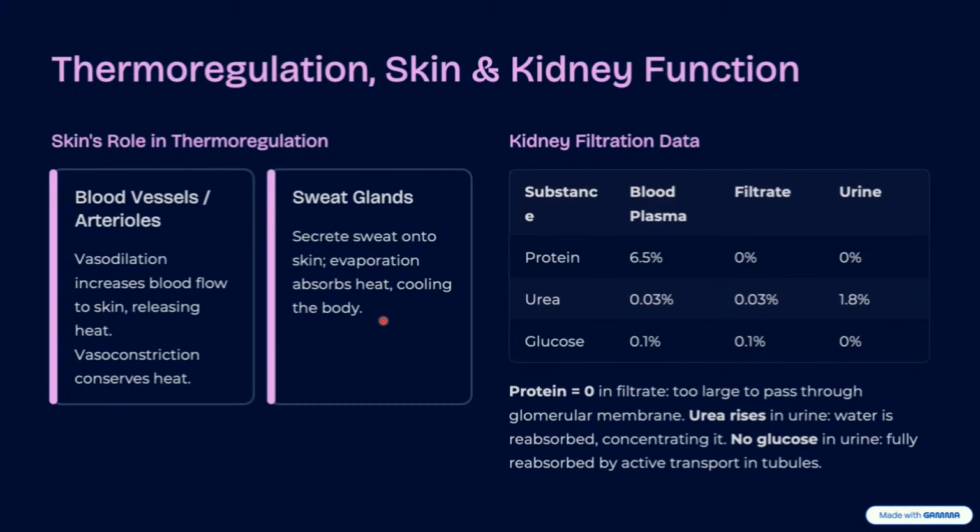So you can see there's a table here on question 12. The table below shows the approximate concentration of certain substances in the blood plasma, glomerular filtrate, and urine. Study the table and answer questions that follow. We have substances, of course: water, proteins, urea, and glucose in the first column. The second column, percentage in the blood plasma. Of course, you can see water is 100%. Protein is 6.5%. Urea is 0.03%. Glucose is 0.1%.